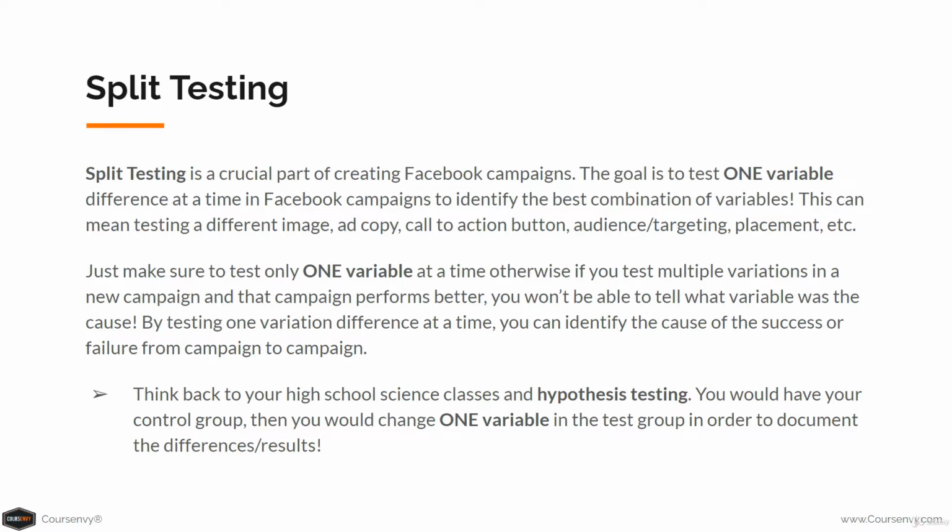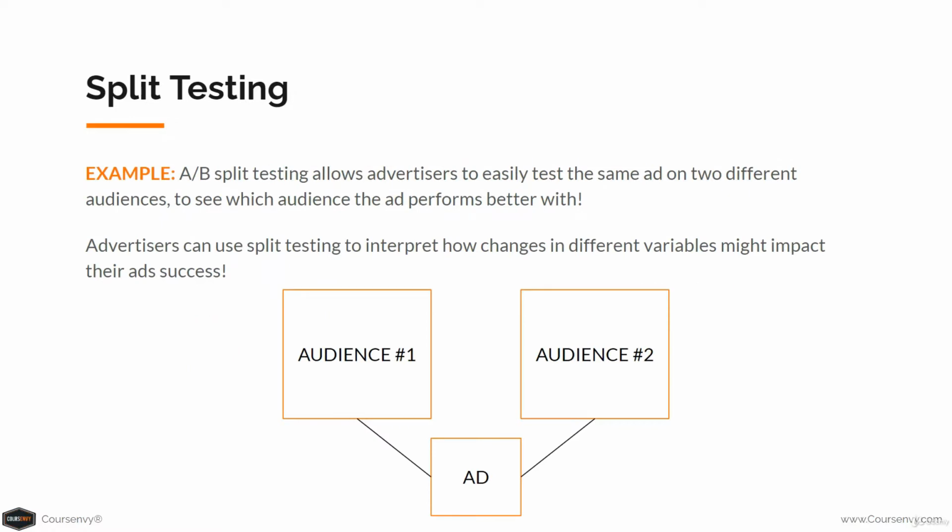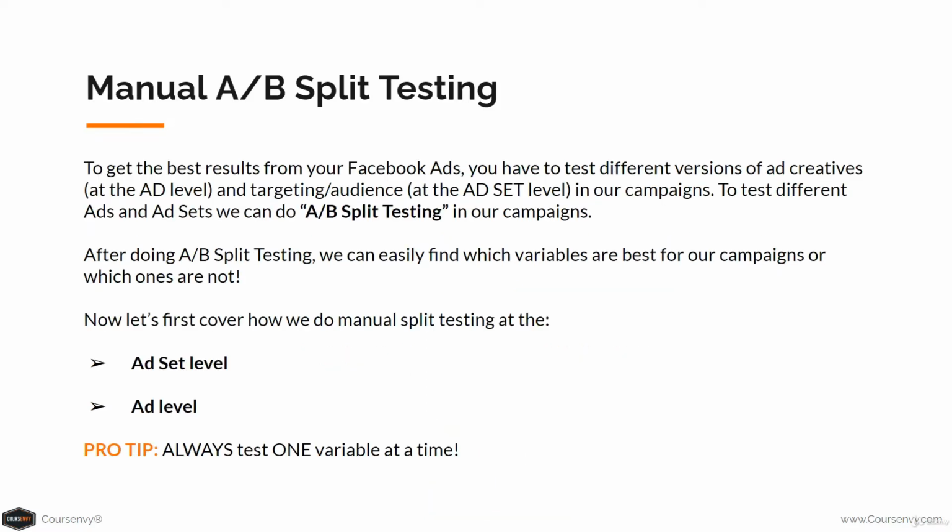the differences and results. A/B split testing allows advertisers to easily test the same ad on two different audiences to see which audience the ad performs better with. Advertisers can use split testing to interpret how changes in different variables might impact their ad success. To get the best results from your Facebook ads, you have to test different versions of ad creatives at the ad level and test targeting and audience at the ad set level of our campaigns.